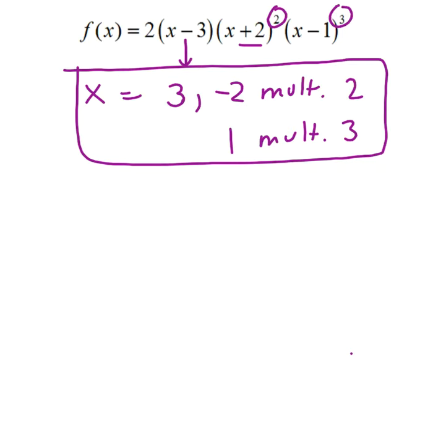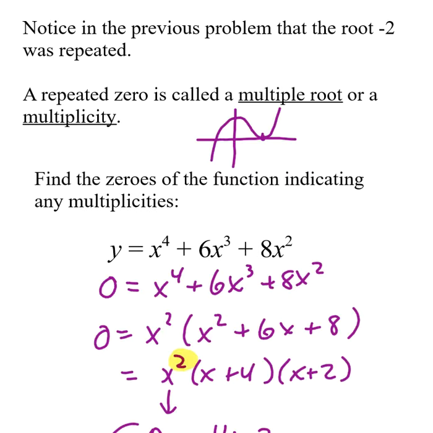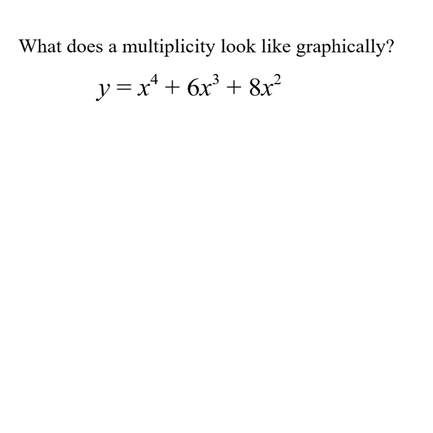Now, a follow-up question. What does it look like graphically? Well, take a moment and either open up Desmos or take out your calculator, and let's take a look at this graph, x to the 4th plus 6x cubed plus 8x squared. You might have already a good idea of what's going to happen at that 0 with that multiple root, because again, this one had 0 with multiplicity of 2, and -4 and -2. I'll jot those down. But let's take a look at it in one of our uses of technology.